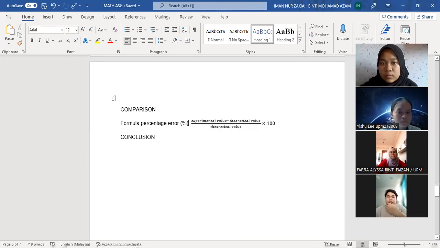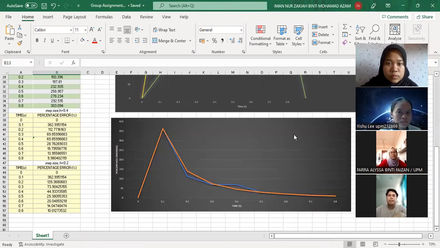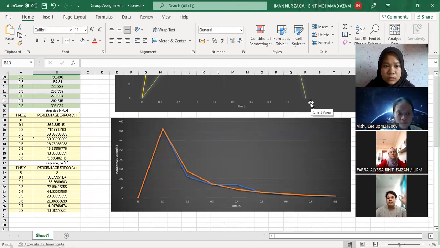Then after that, we can calculate the percentage error using the formula. Here is the formula for percentage error: experimental value minus theoretical value, divided by theoretical value, times 100. In this case, the experimental value is the numerical method, and the theoretical value is the integrating factor method. We use the data to plot the graph where the blue line represents step size h equal to 0.4 and orange represents h equal to 0.2.